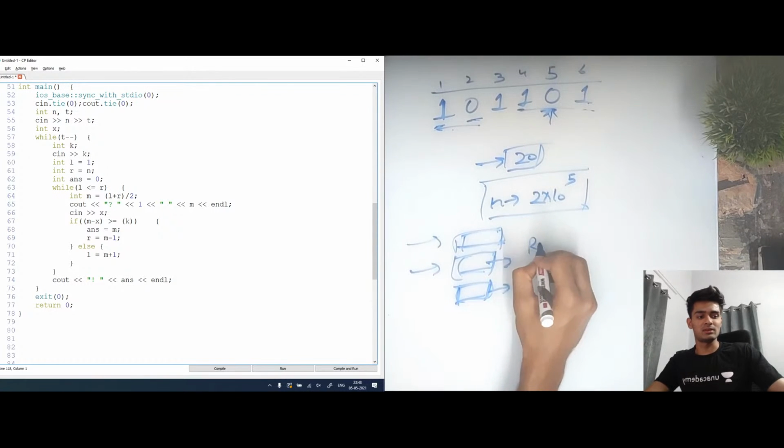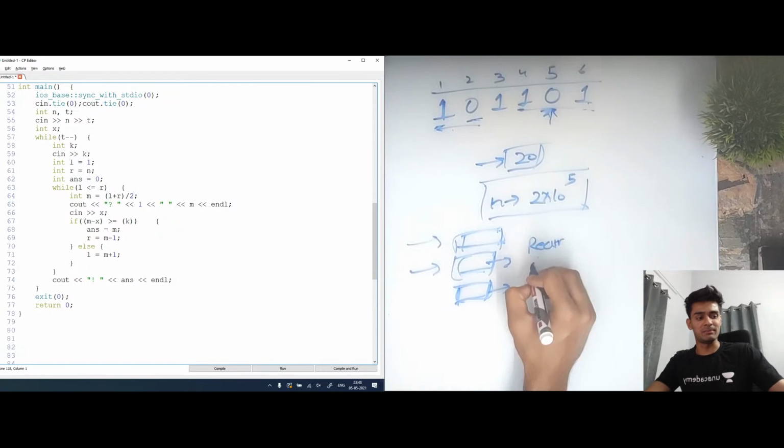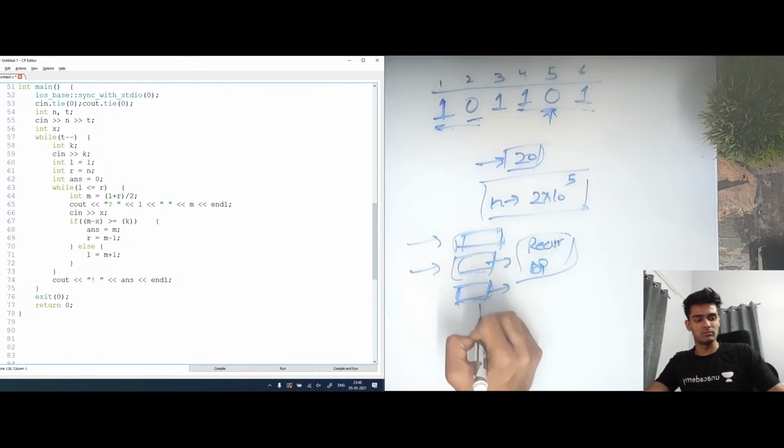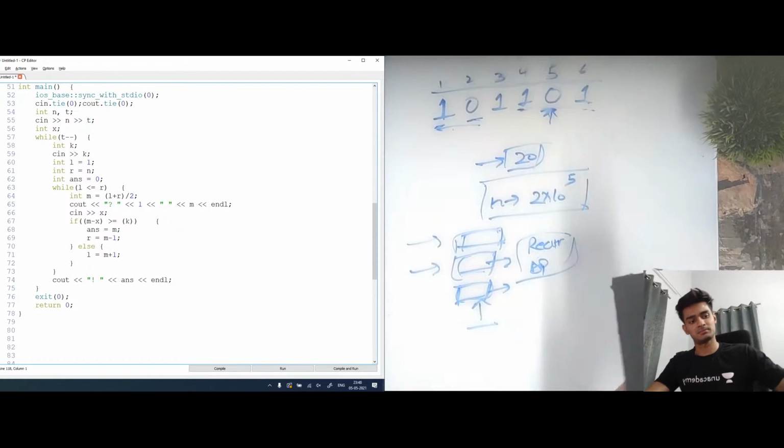Otherwise, you can solve problems related to recursion or DP. But I think this is something that becomes a little harder for people. So maybe you can give this approach a try.